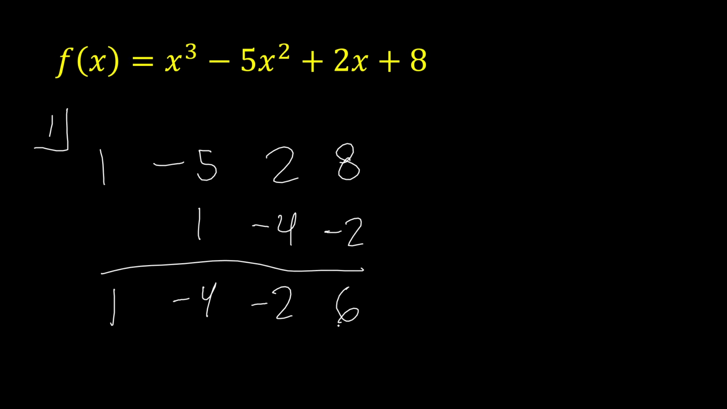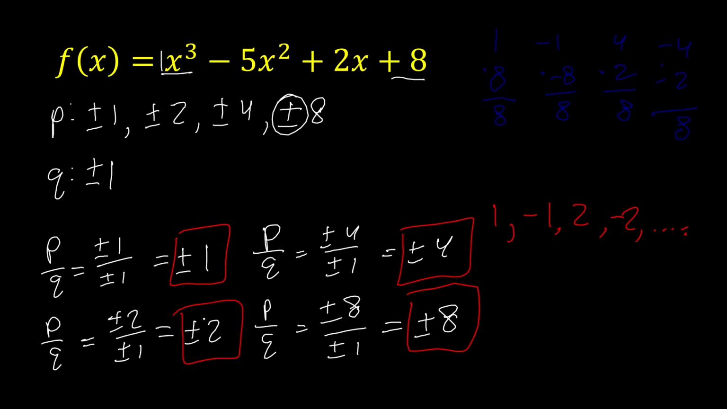So as you can see here, there is a remainder. And if there is a remainder, then that is not a rational root of this polynomial function. So we can say that 1 is not a rational root. Okay, so we know that 1 is not a rational root of this polynomial function. So we have to try to find the other roots.